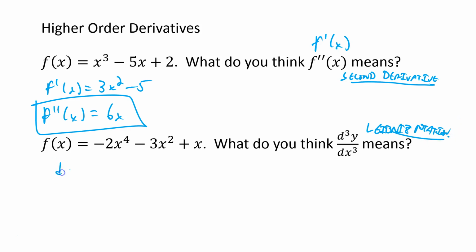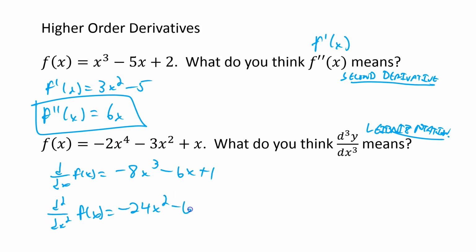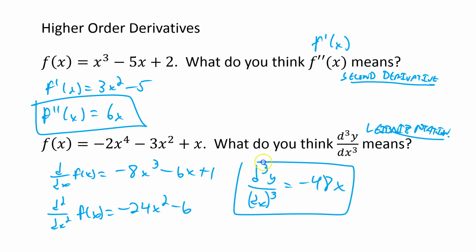So let's do it. So d dx of f of x is going to be negative 8x to the third minus 6x plus 1. D squared dx squared f of x is going to be negative 24x squared minus 6. And d cubed y dx cubed is going to be negative 48x, and the constant goes away. Notice that if it's a polynomial, terms keep kind of dropping off. Eventually, every polynomial would turn into 0 if you take enough derivatives.